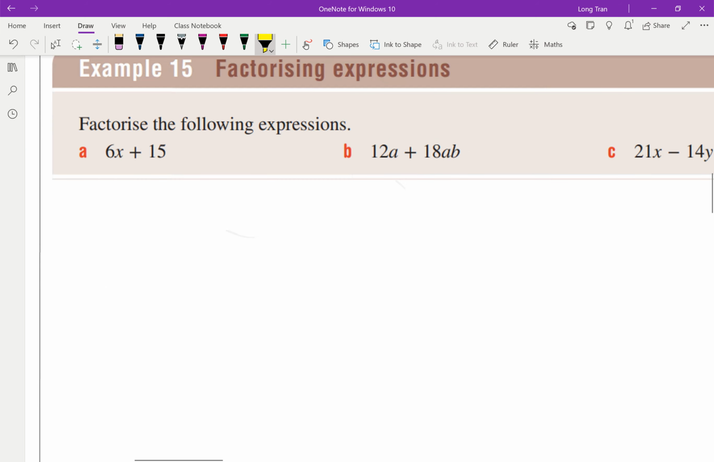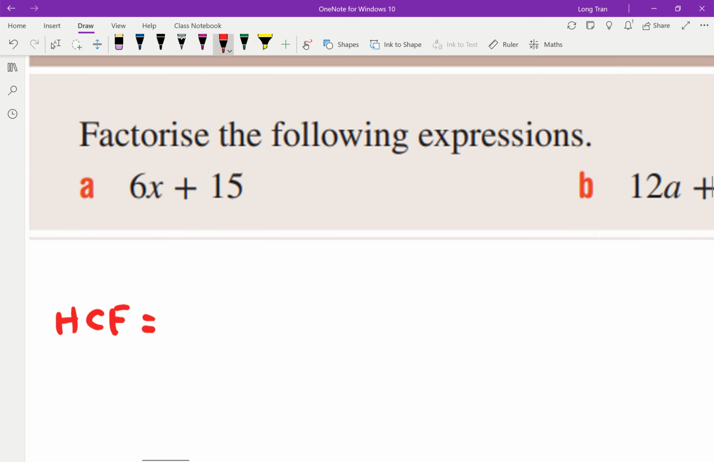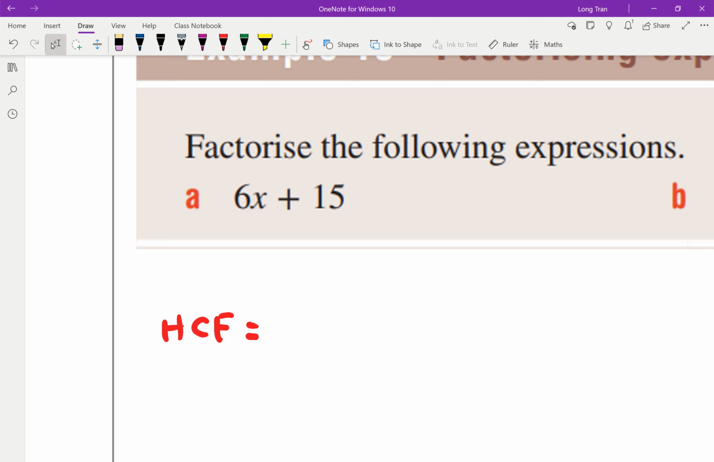So first thing you got to do is find the highest common factor, phase 1. So phase 1, let's have a look. Highest common factor. If you're looking at these two terms here, 6x and 15. Factors of 15. What are the factors of 15? What do we have? Let's go with Luca. What's factors of 15? 5. 3. 1. 15. Very good.